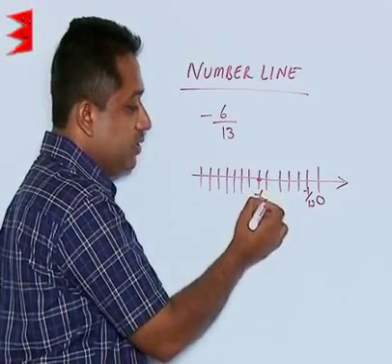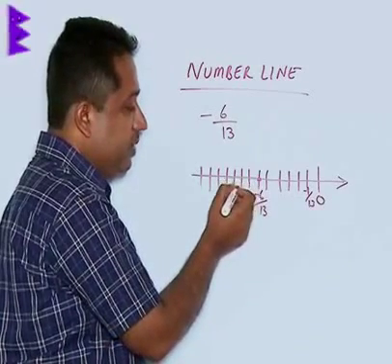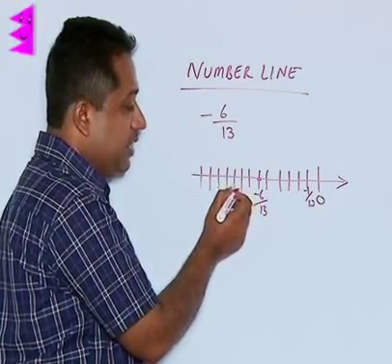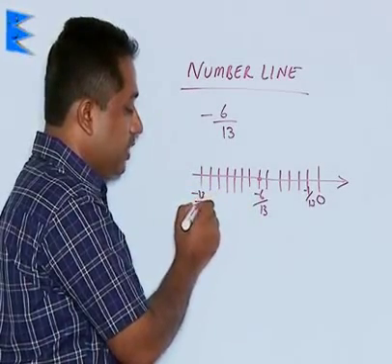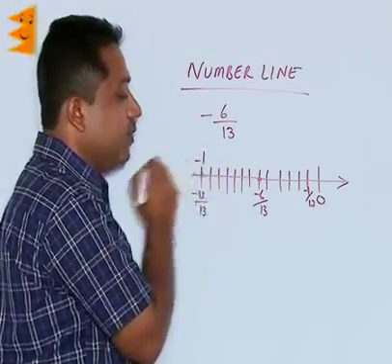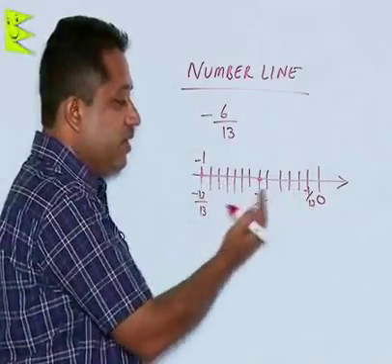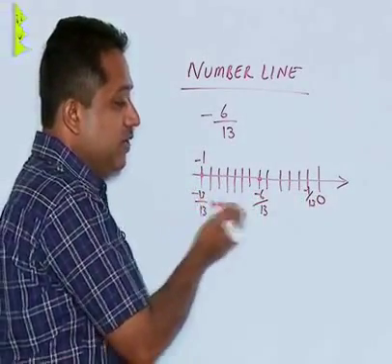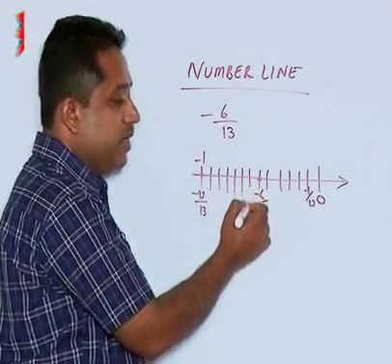We find that the sixth portion will be minus 6 by 13. So here we have minus 7 by 13, minus 8 by 13, similarly 9, 10, 11, 12, and this is going to be minus 13 upon 13, and minus 13 upon 13 is going to give you the value of minus 1. So between 0 and minus 1, we have divided this portion into 13 portions, and the sixth part from 0, if you observe, will give you minus 6 by 13.